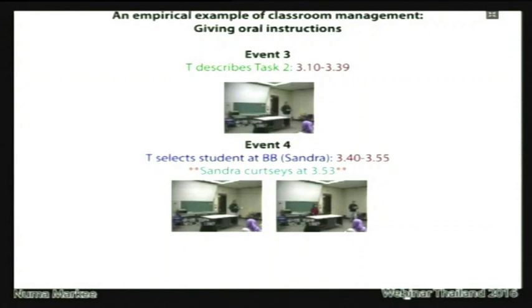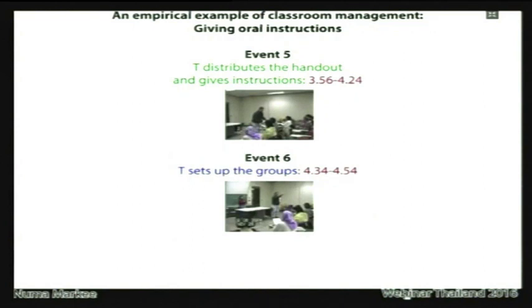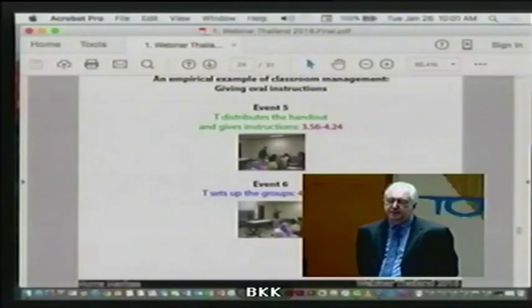In event number 4, this is where I selected Sandra, the student who is going to be at the blackboard, and this is where she does her little curtsy. In event number 5, I distributed the handout, the same handout that you have, and I gave some more instructions. In event number 6, I set up the groups in which the students would work.